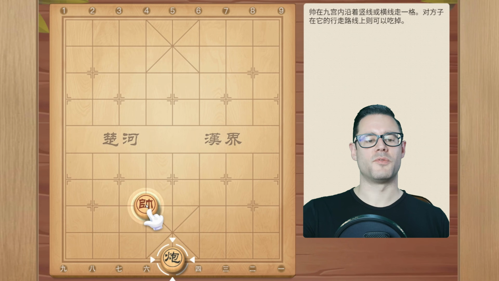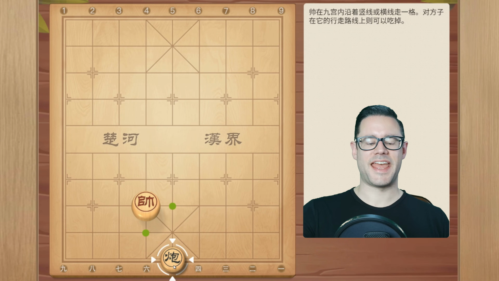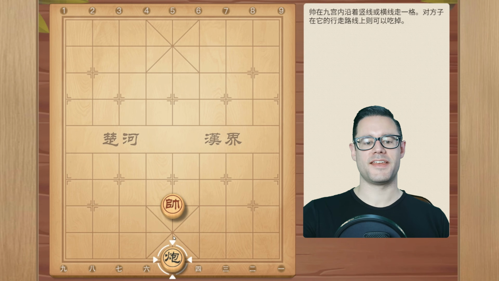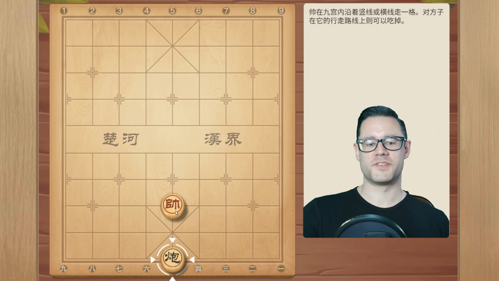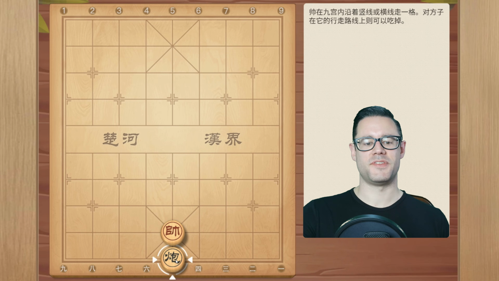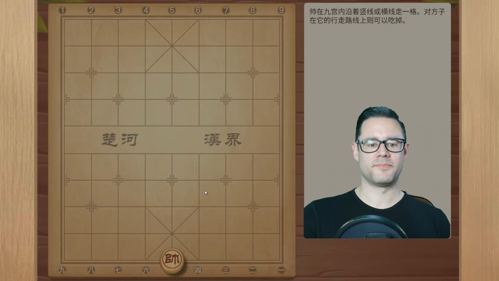Let's look at another example with the general. And in this case, we've got a cannon that we're trying to capture. And remember, cannons pose no threat if there's not a piece to jump over. So in this case, our general could move directly into the line of fire, so to speak, because there is no line of fire. There's no piece in between the cannon and the general. And our general can move directly next to the opponent's cannon and take it out.